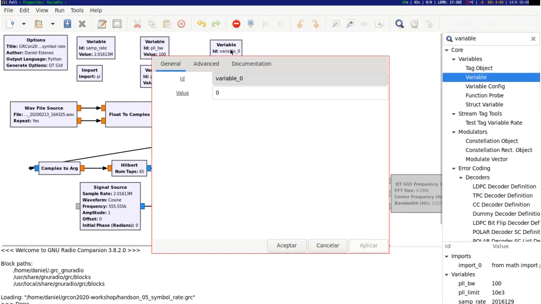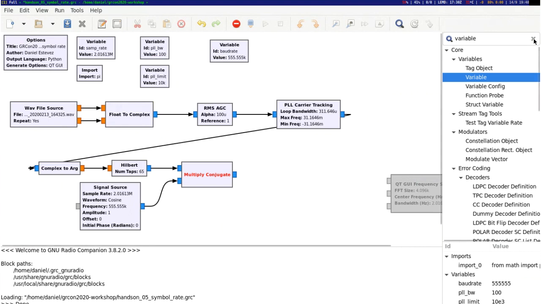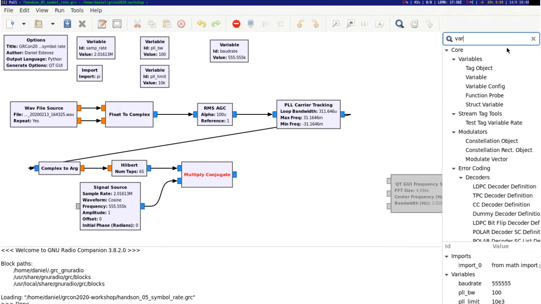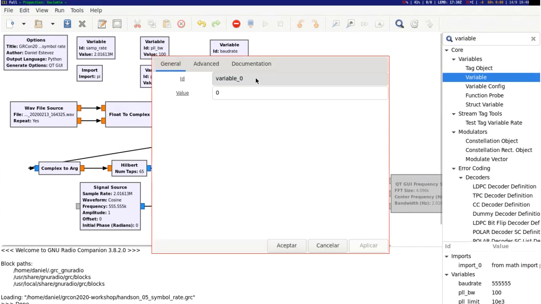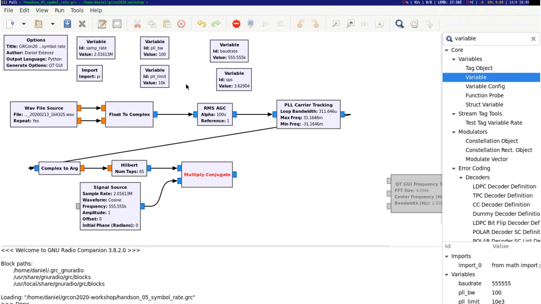So I'm going to define the baud rate as this 555, etc. And then it's very useful to have a variable called samples per symbol, or SPS, which is the sample rate divided by the baud rate.